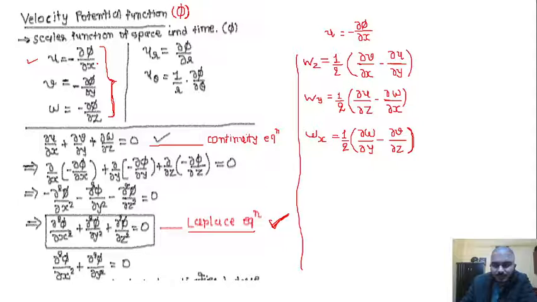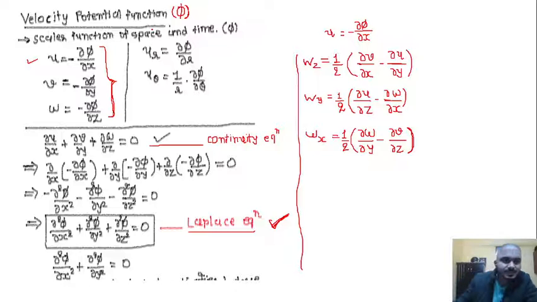Now our next topic for today is the velocity potential function, that is denoted as phi. So the velocity potential function is a scalar function of space and time that is denoted as phi. So how is this potential function defined?